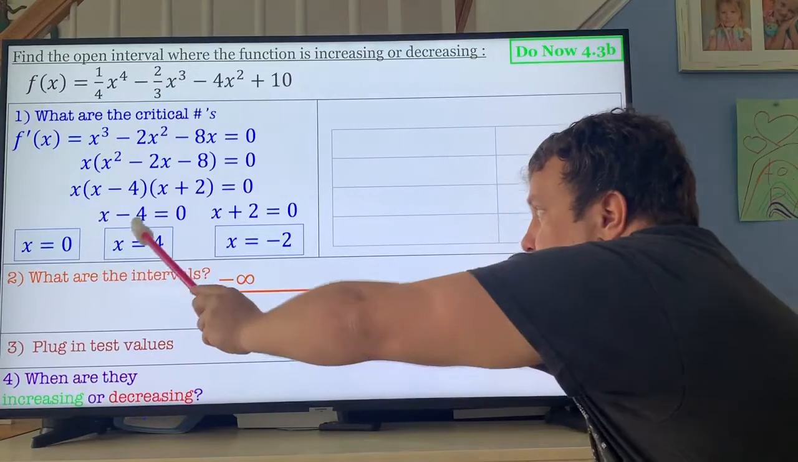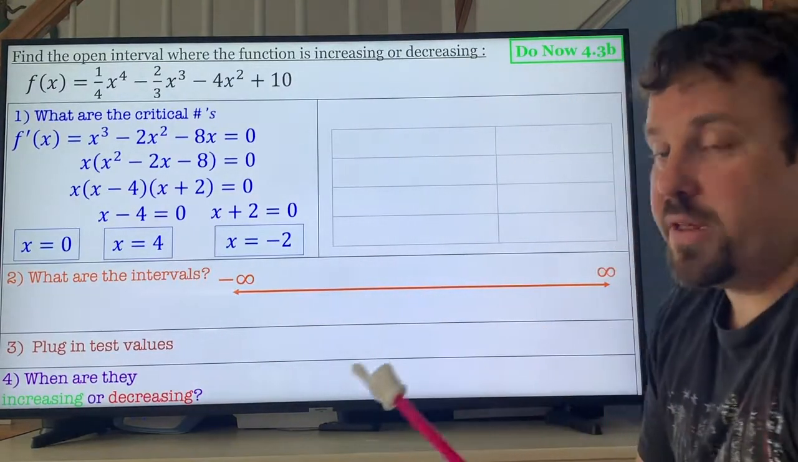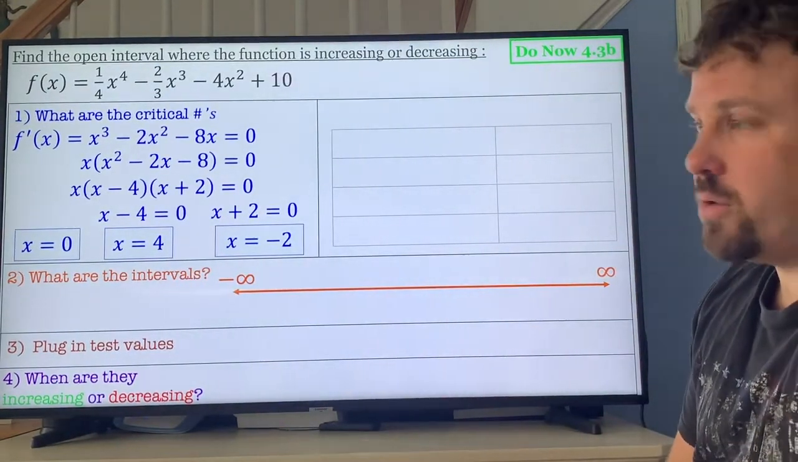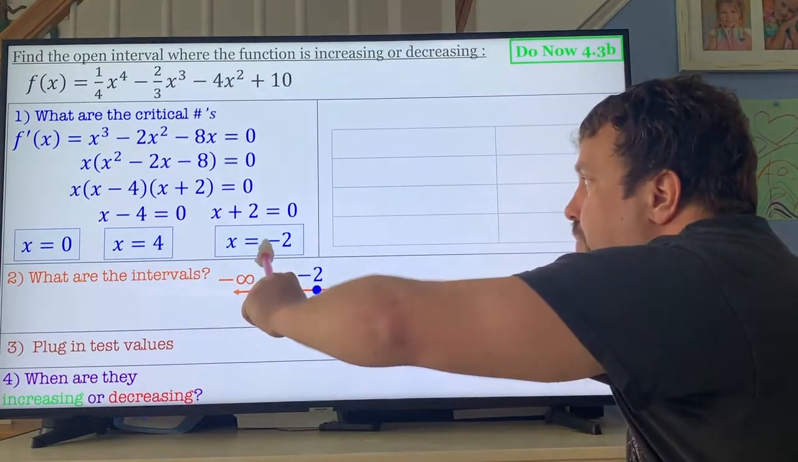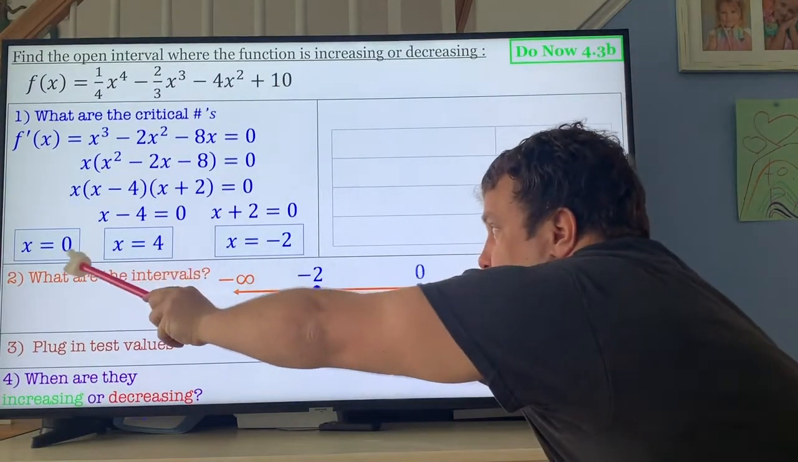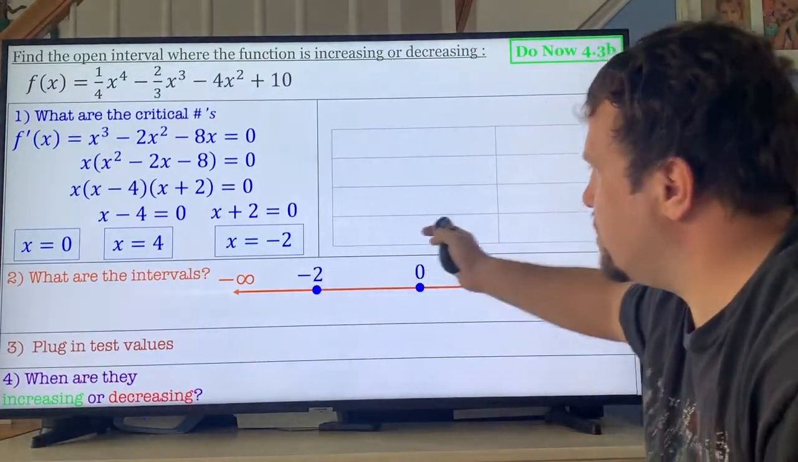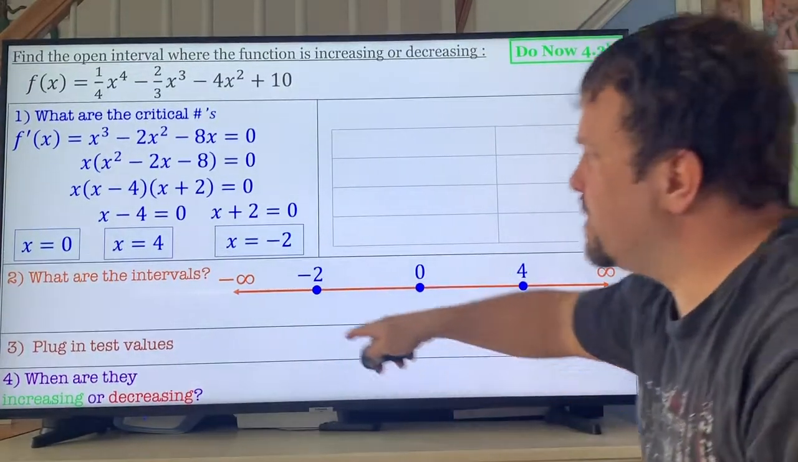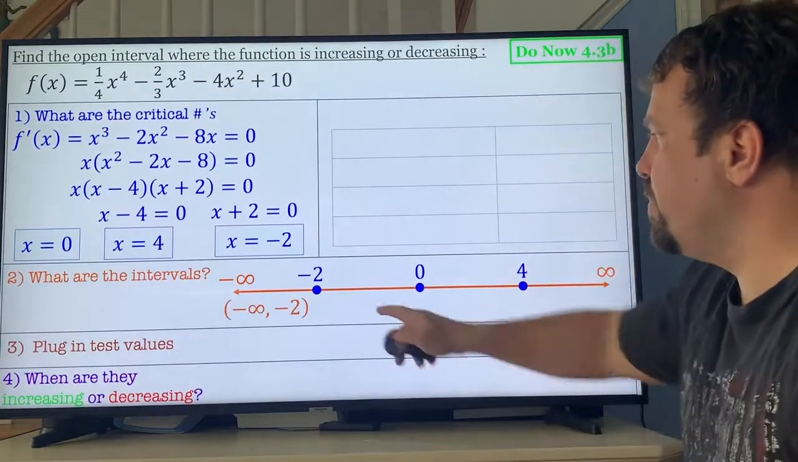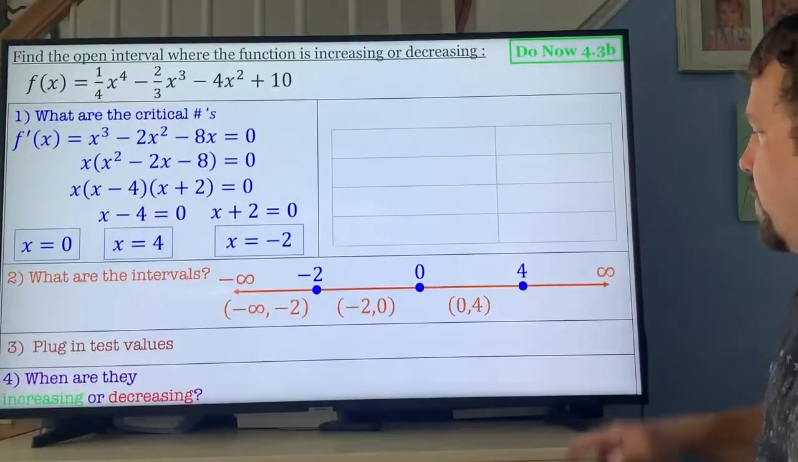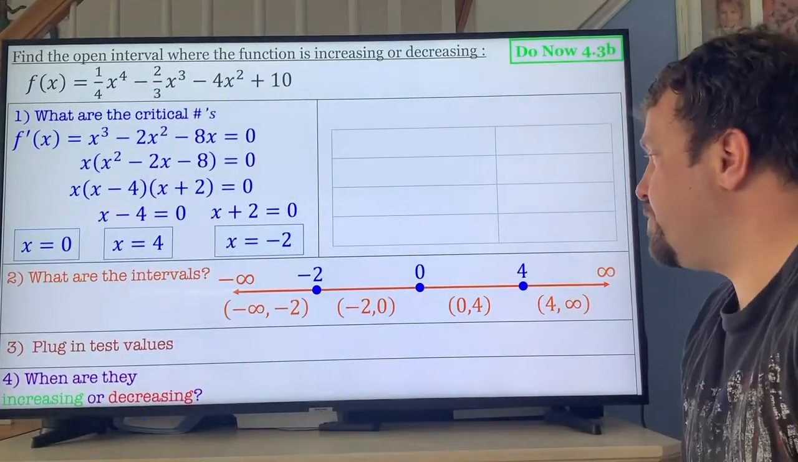Then you put these 3 numbers between negative infinity and infinity in ascending order. So the lowest number here is -2. The next lowest number is 0, and then 4. Okay? They're not spaced evenly. It doesn't matter. What matters is their order. So the intervals here are from -∞ to -2, -2 to 0, 0 to 4, and 4 to infinity.